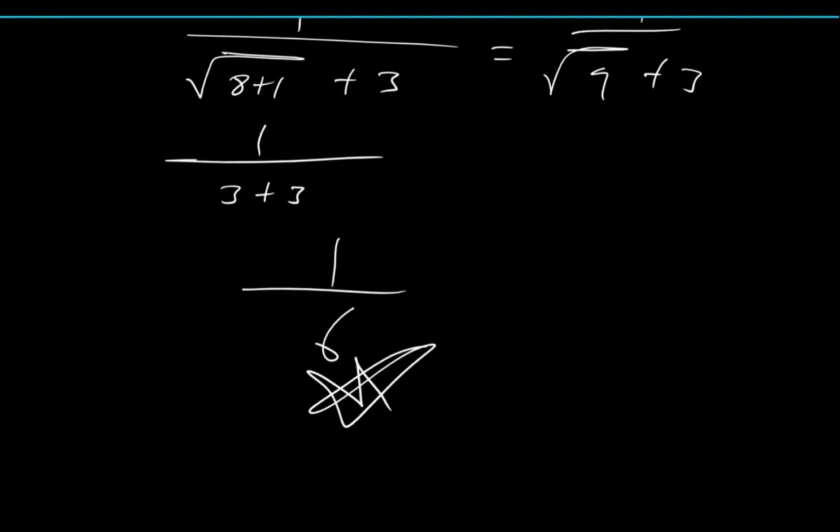So remember, if everything doesn't work, try and rationalize. Most rationalization occurs when you have a root on top or at the bottom. Try to rationalize it, simplify it, then try and plug in. That's everything you need to do. So that's how you go about questions that involve rationalizing.